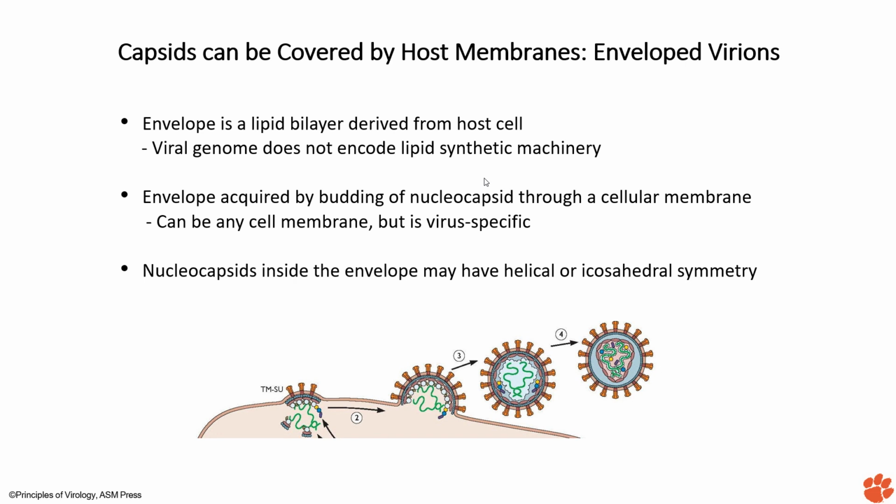So here we are looking at the capsids now covered with the enveloped virion, and this is a lipid bilayer. We have talked about everything about that. And this is acquired by budding the nucleocapsid through a cellular membrane. Could be any cell membrane, the plasma membrane, ER, nuclear membrane, anything. So the nucleocapsid inside the envelope may have helical or icosahedral symmetry.